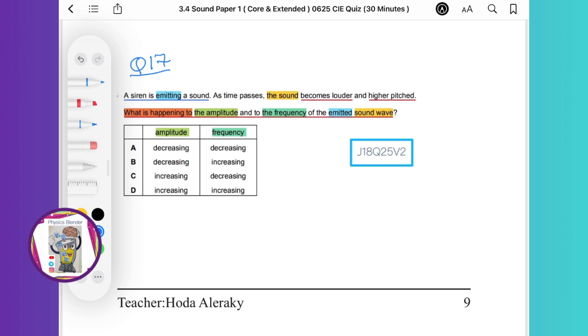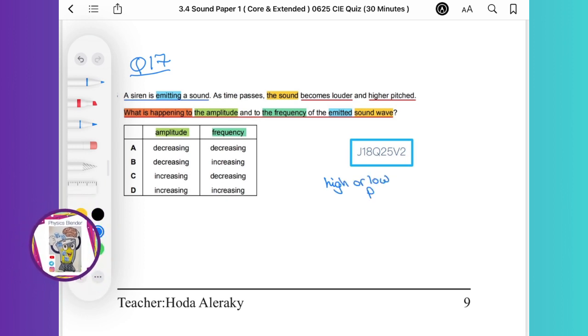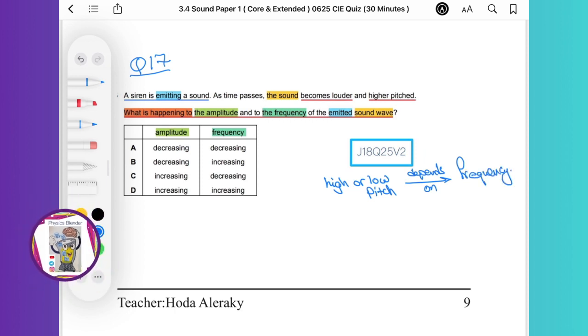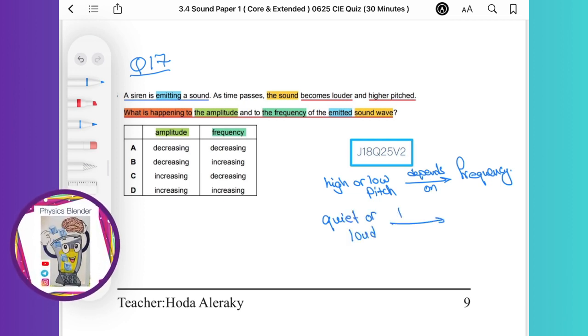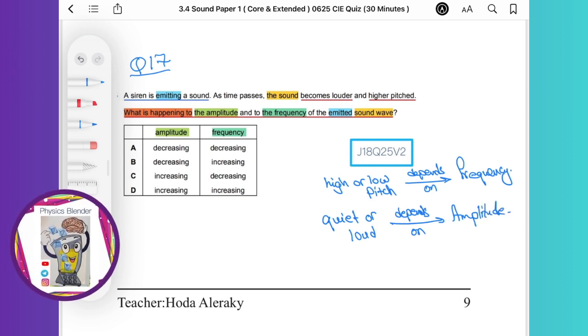If you have a high pitch or low pitch sound, so high or low pitch depends on frequency. If you have a quiet or loud sound, this feature depends on amplitude. So the question is asking you about amplitude and frequency.